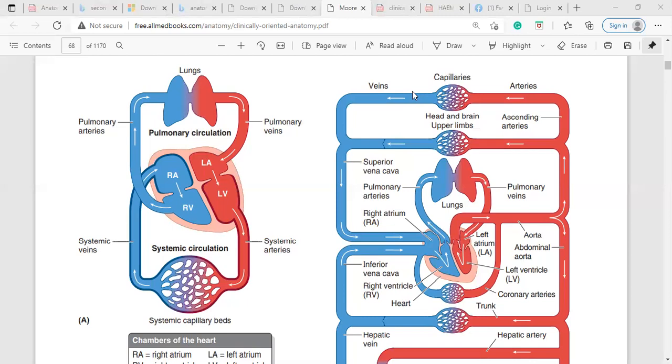Good. Then the artery that will take blood to your head and your brain is called the carotid artery. Carotid artery. Let me write it down here. Carotid artery. So this one is going to your brain, your head and brain, carotid artery. While the brachial artery is going to your upper limb.